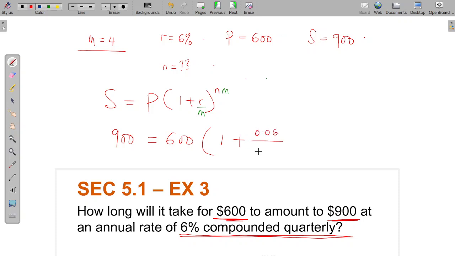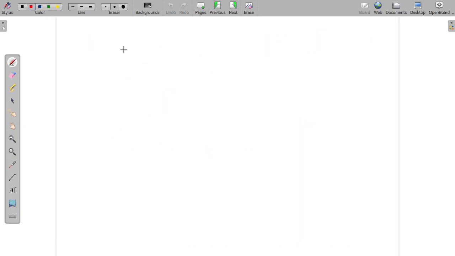We put our S there, 900, our P, 600, 1 plus R, which is 0.06 all over 4. Then we have N multiplied by 4, 4N. Okay, that's what we have. So let me go to the next page. So we have 900 equals 600 into 1 plus 0.06 all over 4, then 4N.